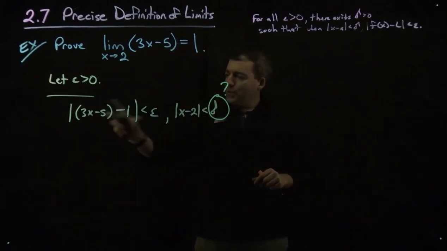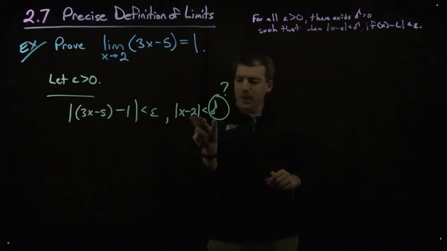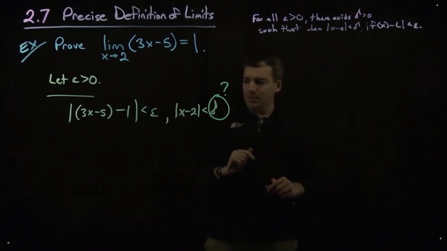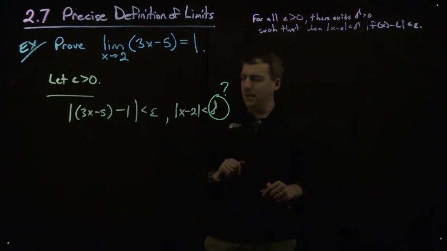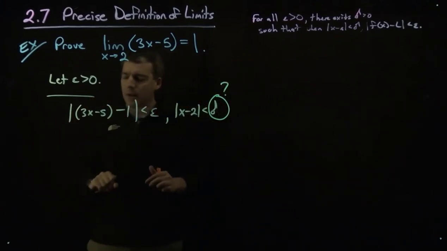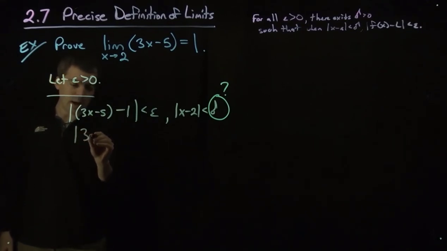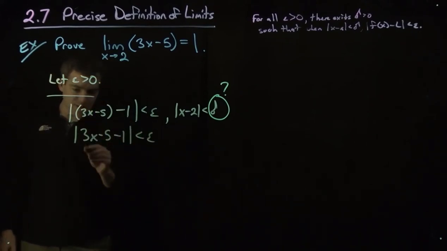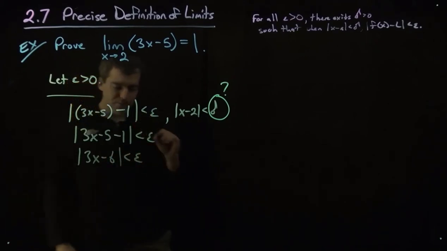Okay, so what we're going to do is manipulate this inequality to make it look like this one, where we have some expression on the other side that involves epsilon. Maybe x2, but definitely epsilon. All right, so here we can simplify this. So we've got 3x minus 5 minus 1. Negative 5 minus 1 is negative 6. So we've got 3x minus 6 less than epsilon.